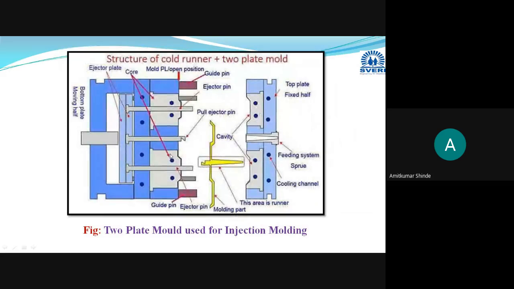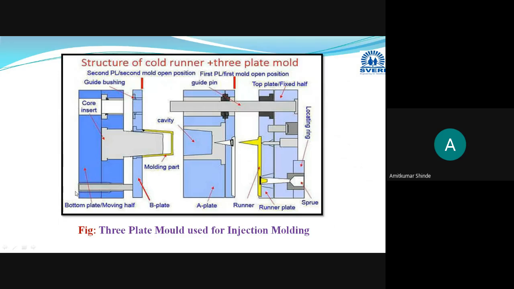This is the parting line. This is the top part, this is the bottom part, this is the movable part. As ejector pins are here, this is the movable one. This is the fixed half. In the same way, this is the moving bottom part, or moving part, or moving half. And this is the top plate.